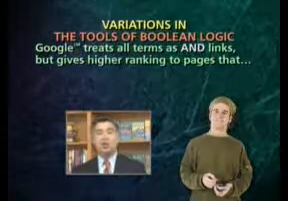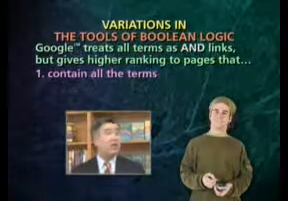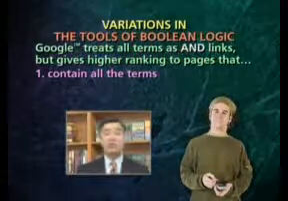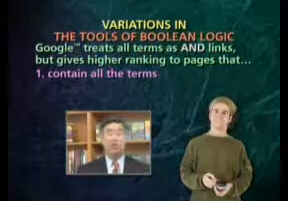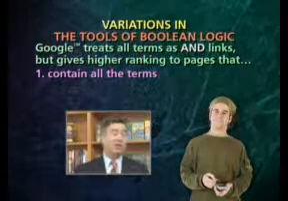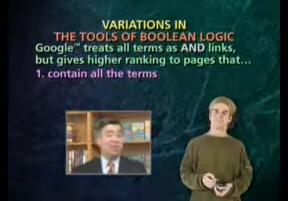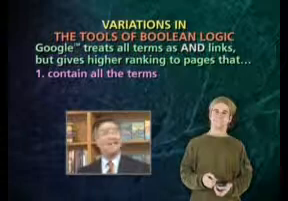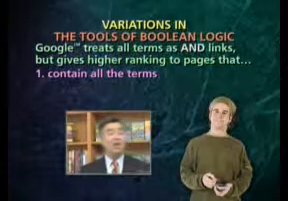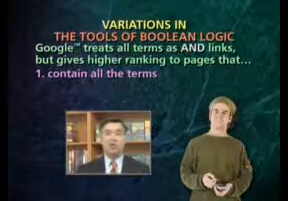For example, Google gives a higher ranking to pages that contain all the terms as opposed to just one or two or some of the terms. If you scroll through a Google results listing down to the 100th or 500th or 1000th hit, you'll probably begin to find web pages that only contain one or some of the search terms that you've entered in your query string, as opposed to all of them.